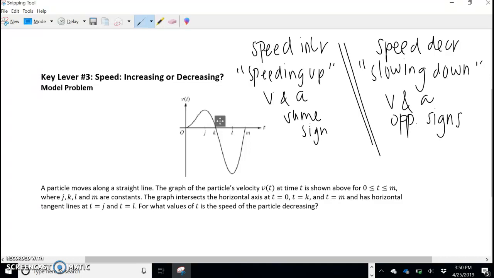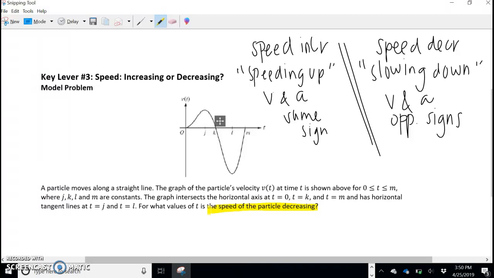It's defined for 0 to m. We've got some constants. We intersect the x-axis at a few places and have horizontal tangent lines. We're asked to find when the values of t represent decreasing speeds. So I want to try and find when my speed is decreasing.